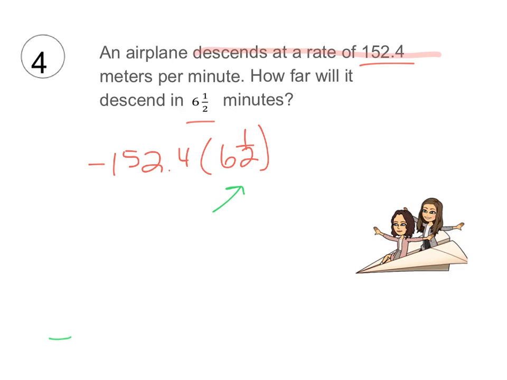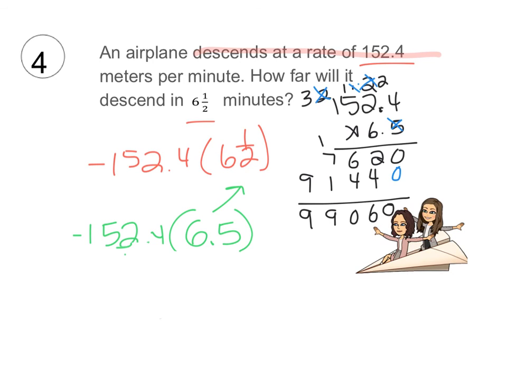I'm going to change 6 1/2. I know that 6 1/2 is really just 6 5/10, so I'm going to change that so that I have two decimals. You could change the 152.4 to a fraction, but I feel like that's a little bit more work. So I'm going to go ahead and multiply. Go ahead and pause the video, multiply, and then come back to this video to see if we got the same answer.